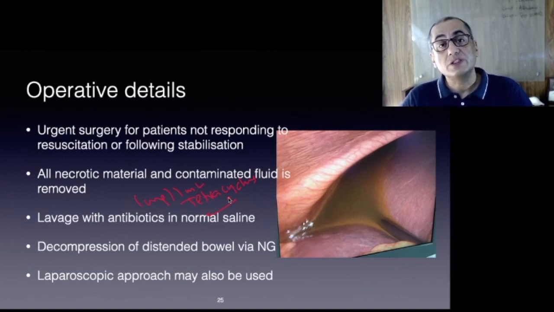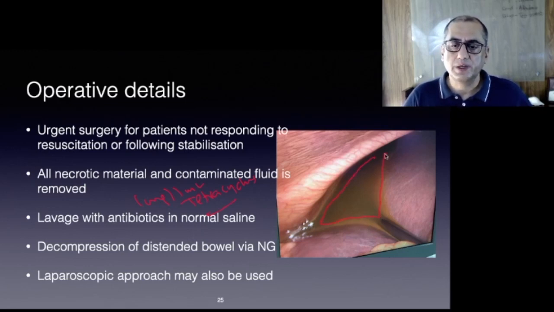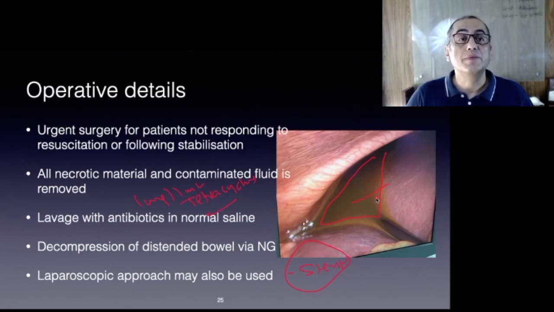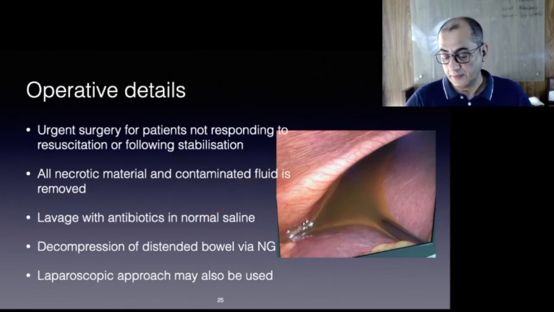Now, management of such cases must be individualized to the patient. Here we can see a patient who's had this laparoscopy, and there's a bile stained fluid here, and this was due to a displaced stent, and that was a biliary stent. So endoscopically it was repaired, but if there is peritoneal contamination, then that has to be dealt with as well.